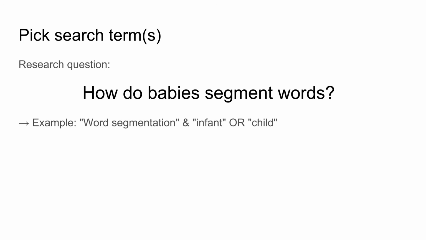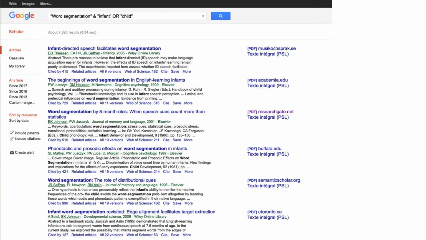The key terms are word segmentation and infant. Now let's try and enter them into Google Scholar. It turns out that the results are overly broad and contain hits that are not relevant to our topic, such as segmenting artificial speech. You can also see that our search today yields over 7,000 results, another indicator of a search that was too broad.